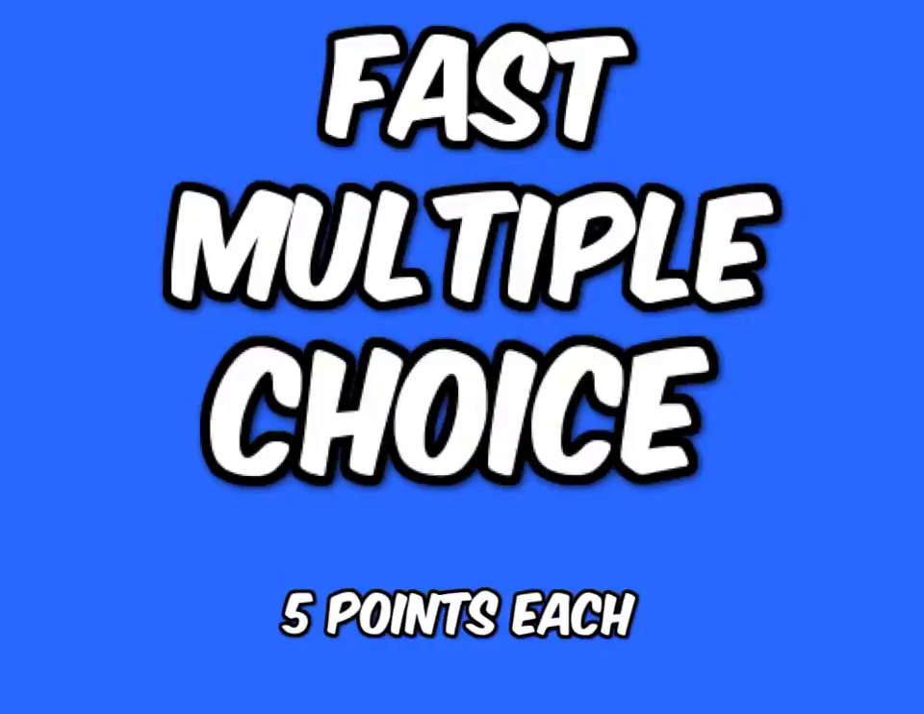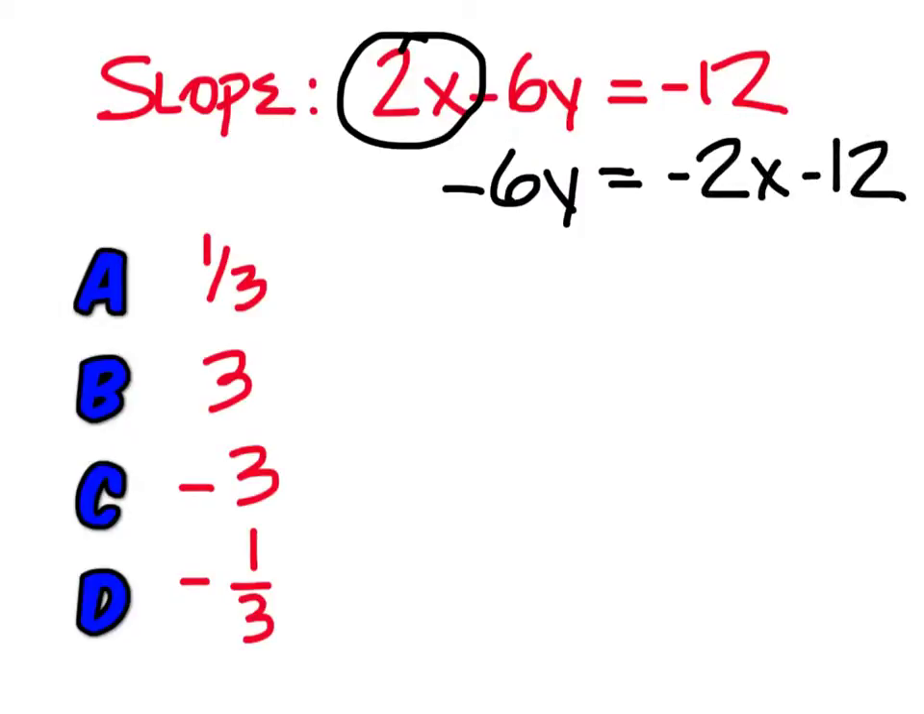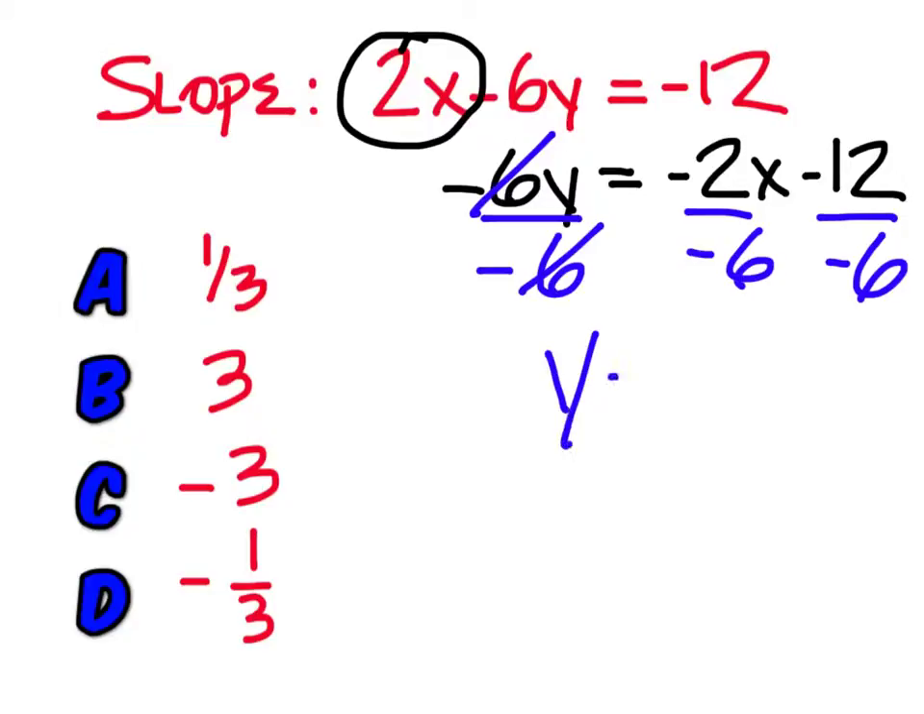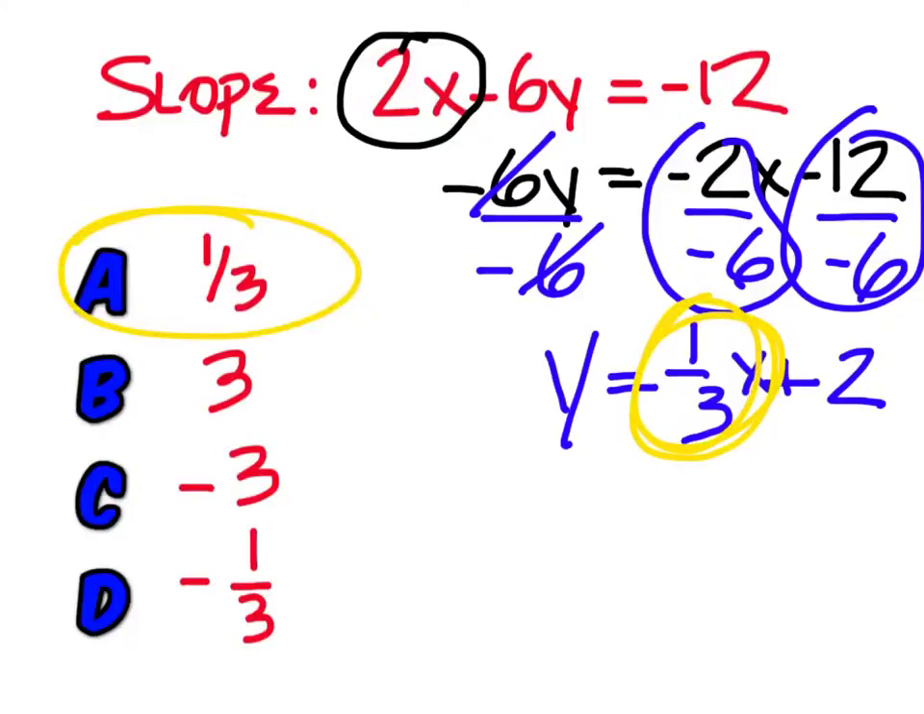Here's a quick multiple choice. Block letter only. Find the slope of that line. You have to move this term over to the right. Change the sign, put it in front of the -12. And then divide everything by the number that is with the y. When you do that, those cancel out, and this becomes a positive 1/3 when you reduce it, and this becomes +2. The slope is in this position here, so the answer would be A.